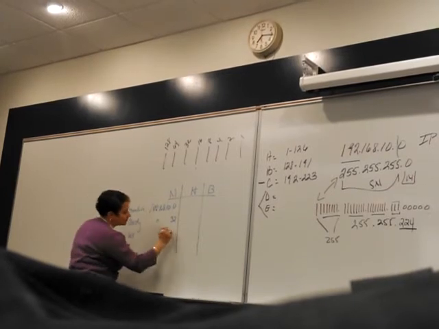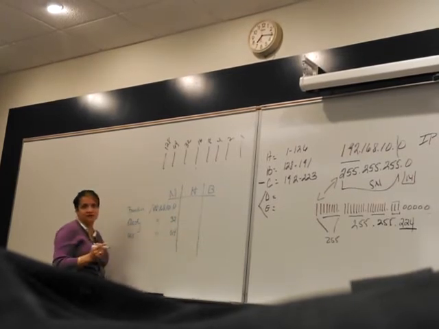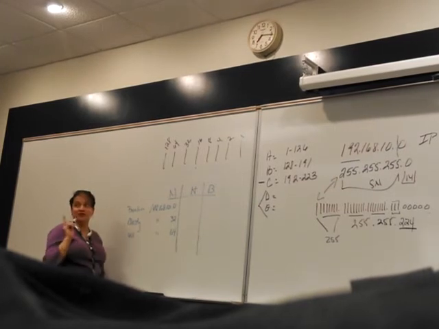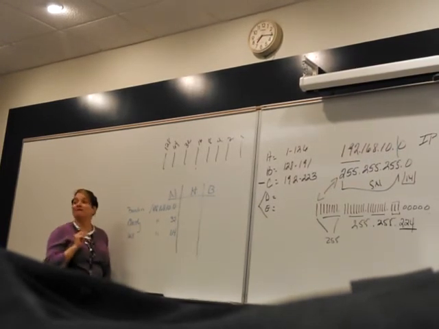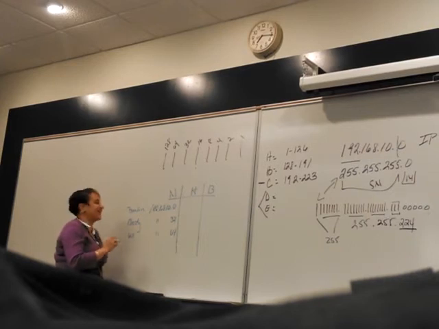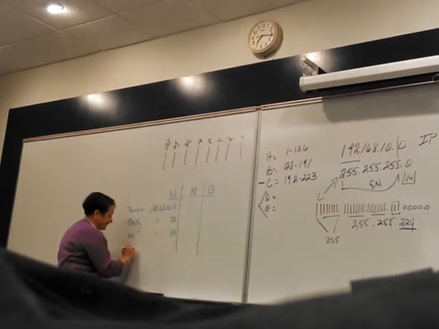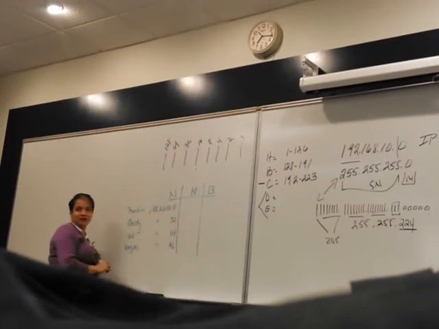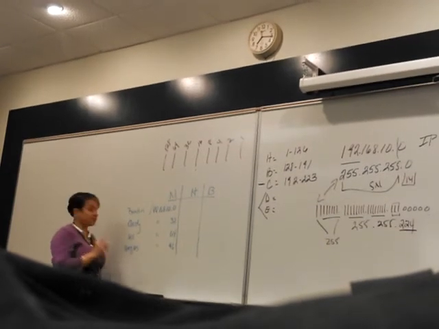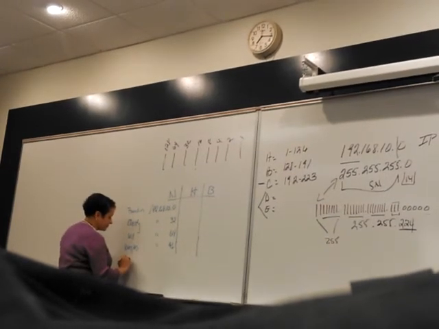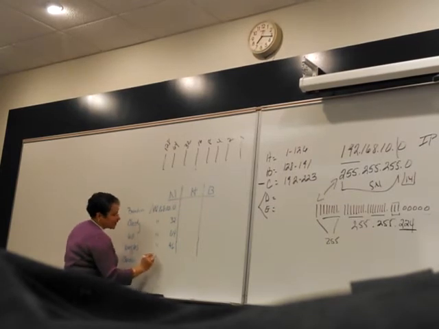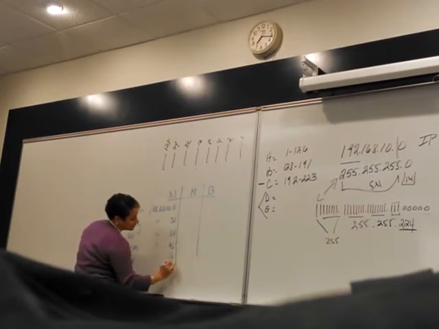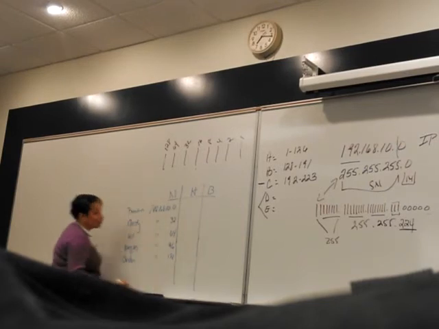64. You see how the rhythm is going? The next one is, no, the next one's not 128. 64 plus 32 is 96. Now what is it? Now it's 128. You're going to be right here.